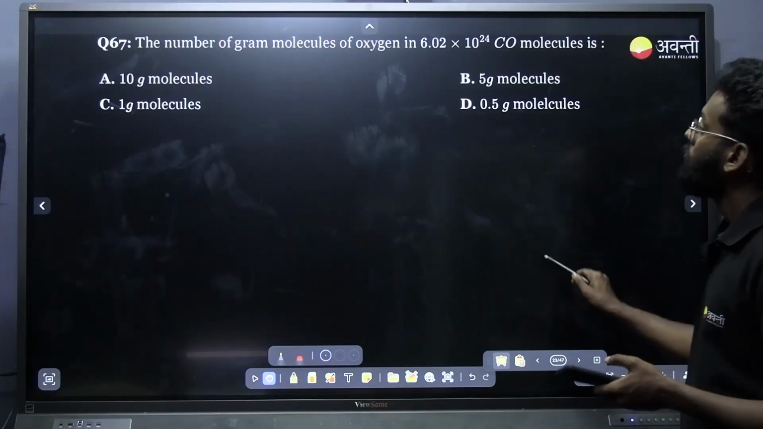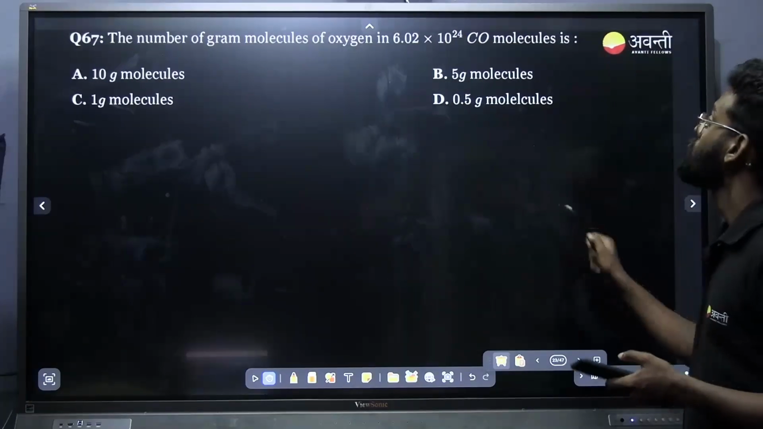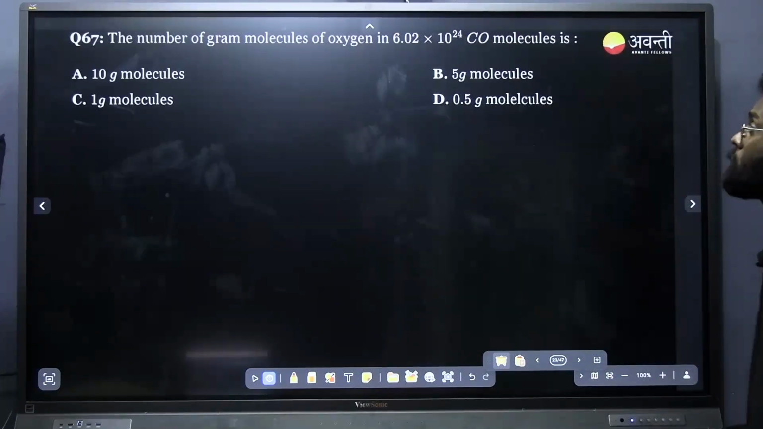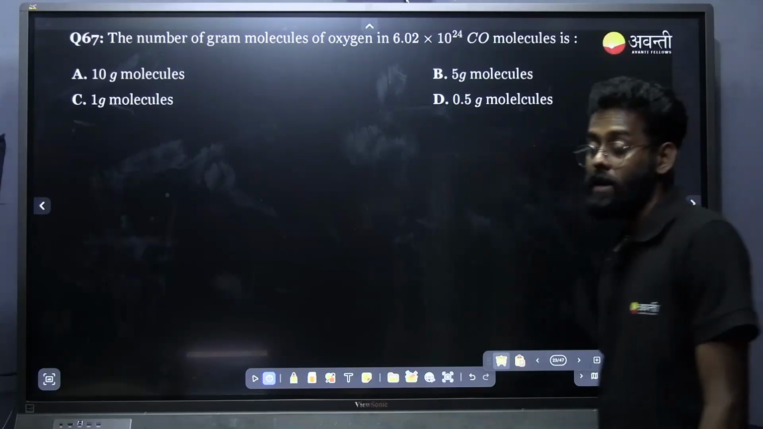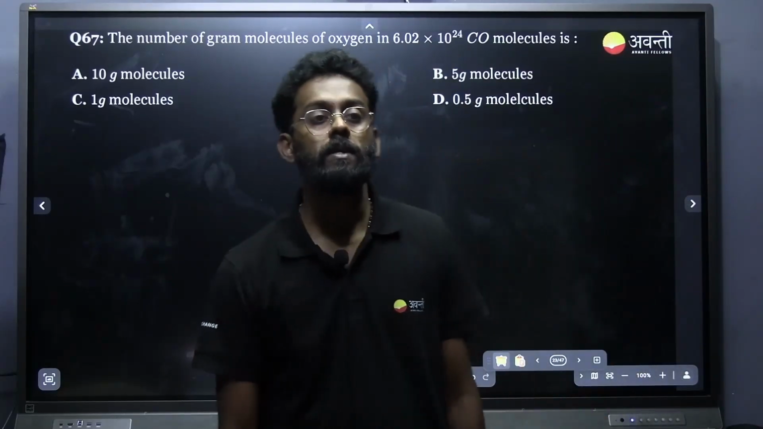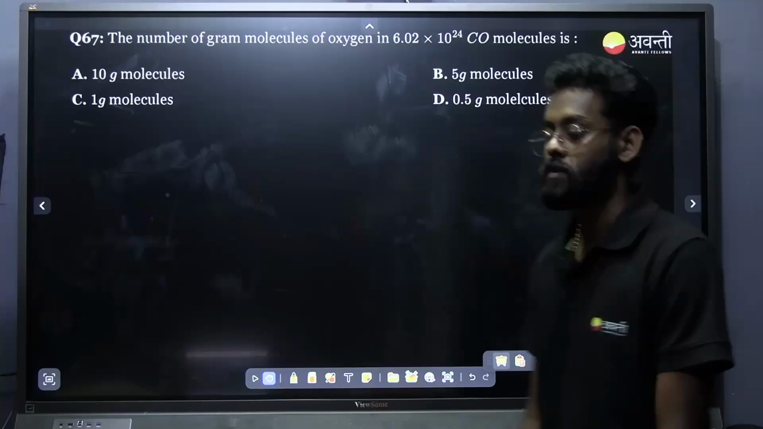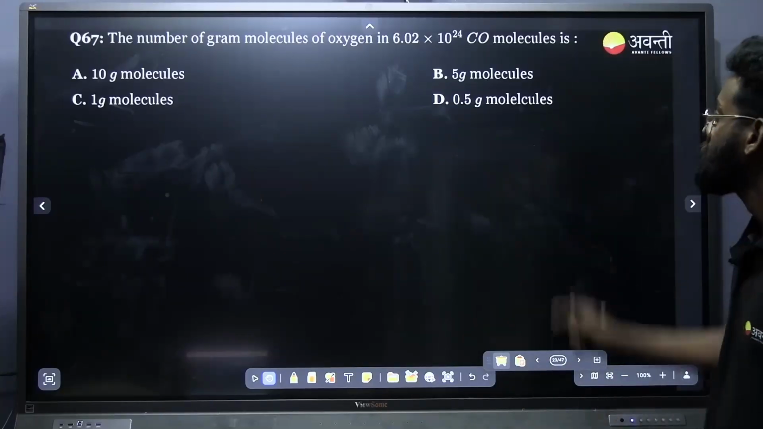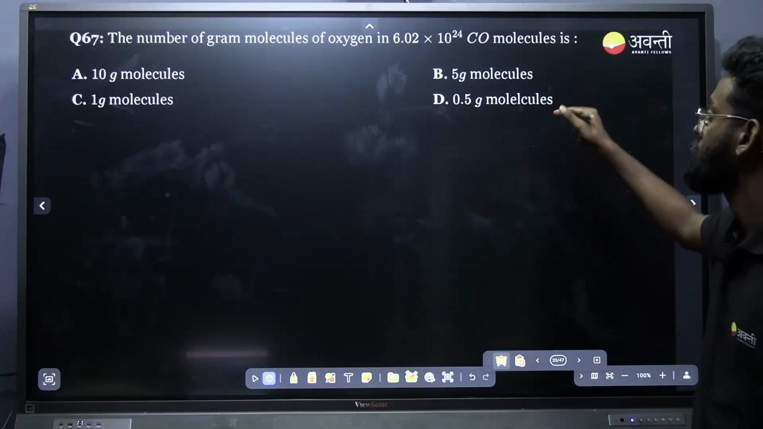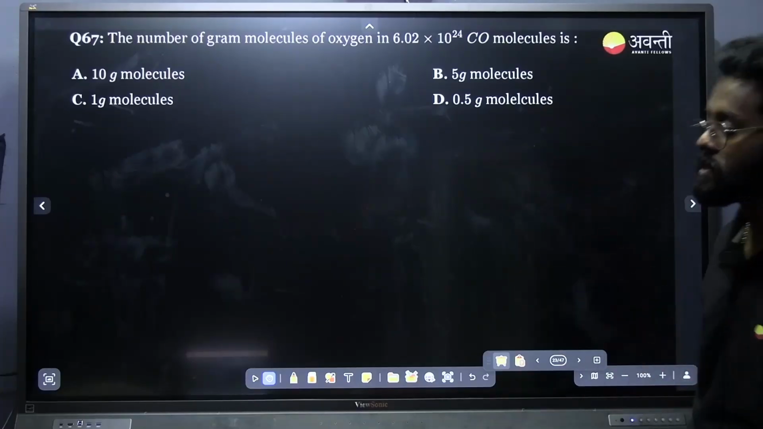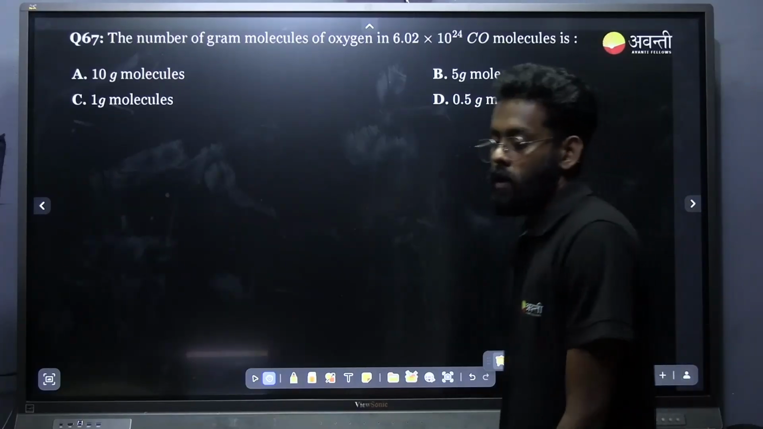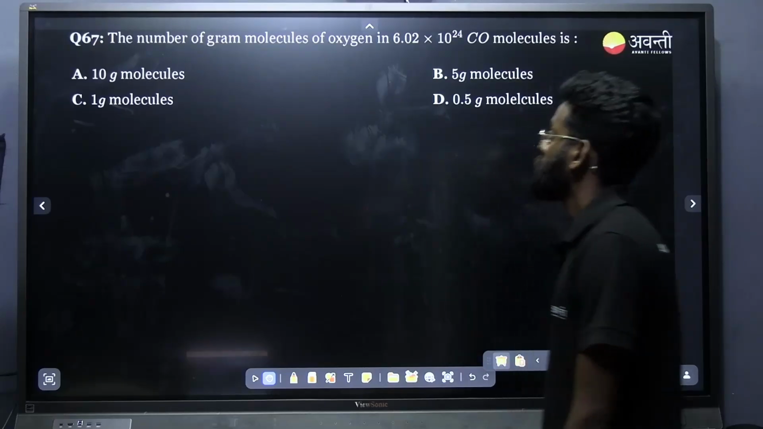Yeah, the number of gram molecule of oxygen in 6.02 into 10 to the power 24 CO molecules is. Gram molecule and gram atom, this I have clearly mentioned in the mole concept chapter. Yeah. Have you got the answer? But this is a little bit tricky. You need to go a little bit inside of it, then only you will get the correct answer. Yeah. Have you all got the correct answer for this question?